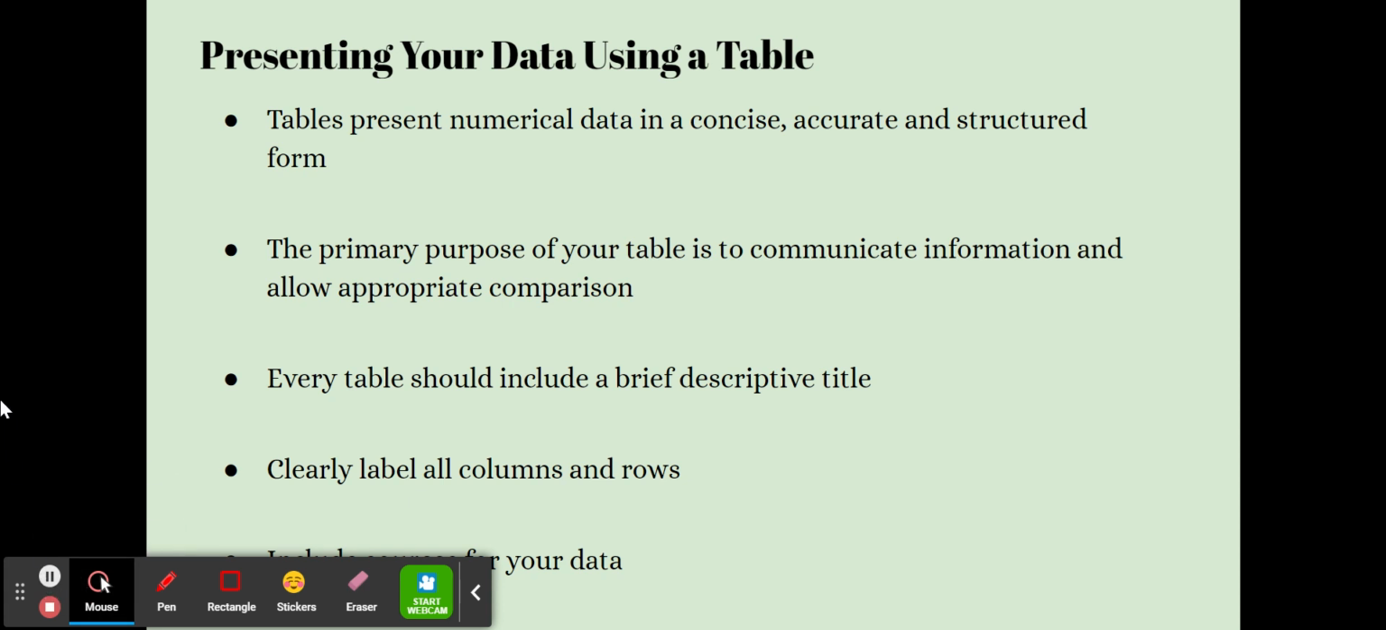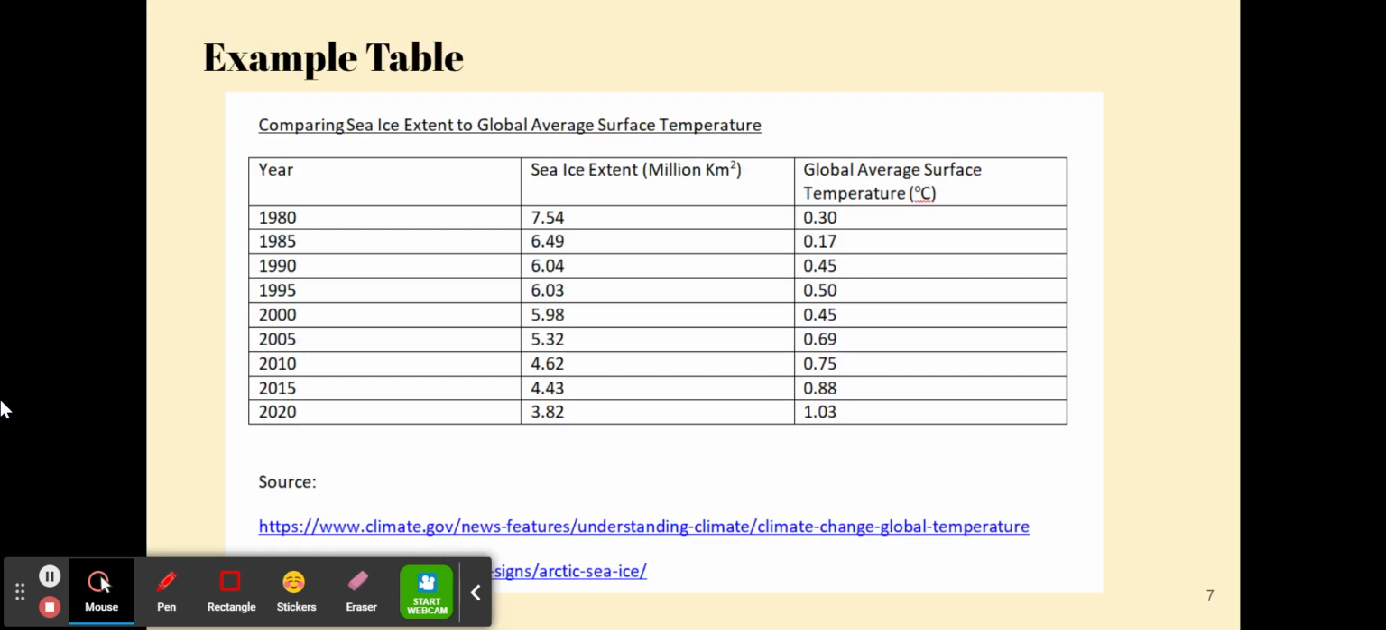And this last point, which again, I don't know if you can see or not, you want to make sure that you have sources. So making sure that you give some sources. So again, here is an example of a table. I have a title, a descriptive title. I'm comparing the sea ice extent, meaning the volume or the surface area of ice, to some global average surface temperatures over some of the past 25 years, 30 years, 40 years. So I have everything labeled. I've got my data in a table and I have my sources listed.